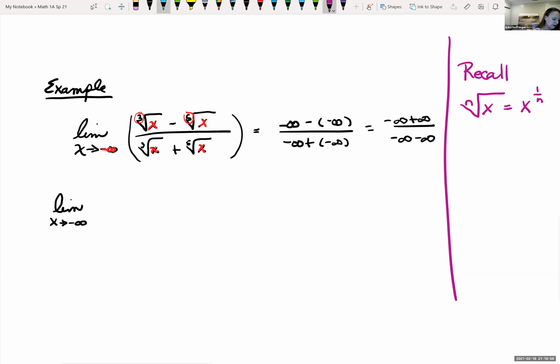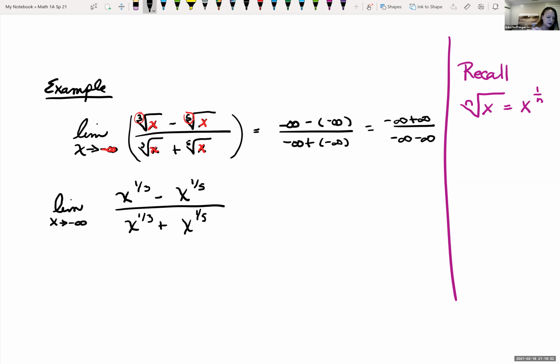And so let's look at the numerator. This cubed root of x is the same thing as x raised to the 1/3 power minus the fifth root of x, so x raised to the 1/5 power, all over the cubed root of x, so x to the 1/3, plus x to the 1/5. So again, plugging in negative infinity, this still is giving me back the same thing.